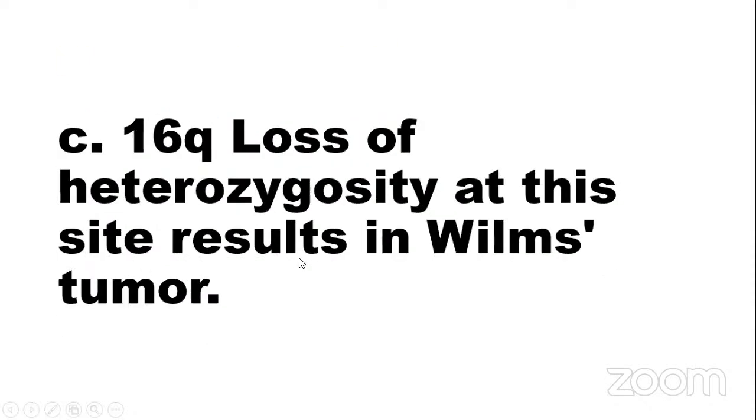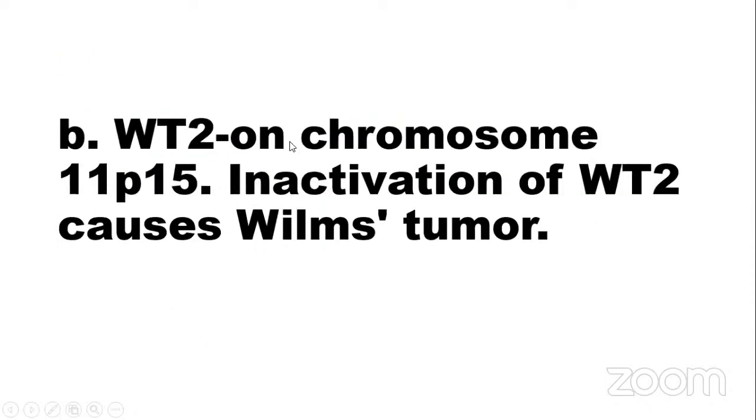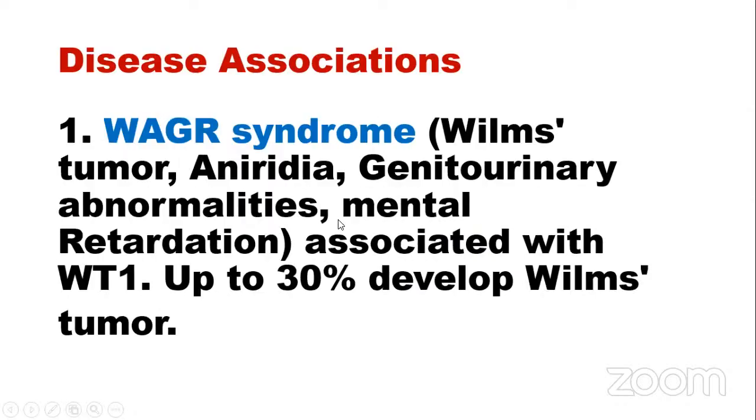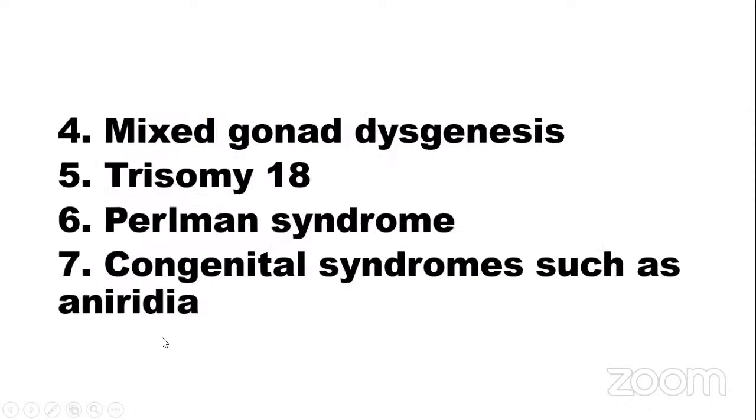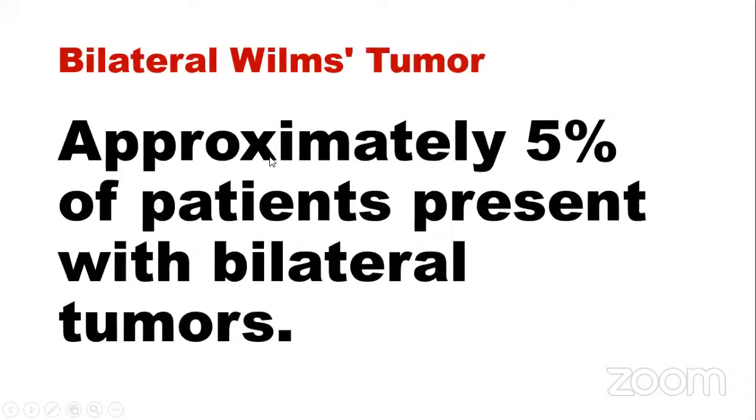We mentioned this gene; it is located on chromosome 11p15. So inactivation of Wilms tumor gene 2 leads to Wilms tumor. That's why Beckwith-Wiedemann syndrome is associated with Wilms tumors in 5% of the cases. Mixed gonadal dysgenesis is also associated, and trisomy 18, and Perlman syndrome, and congenital syndromes such as aniridia.